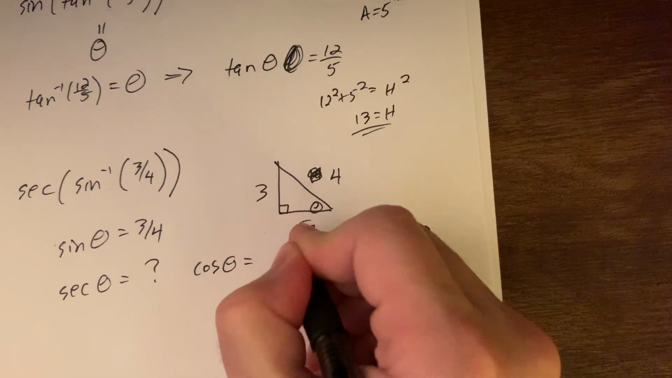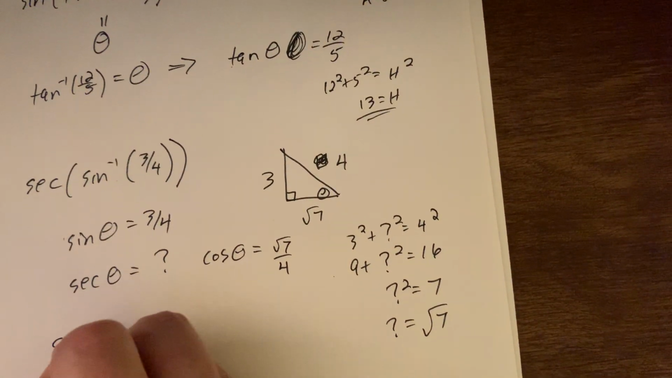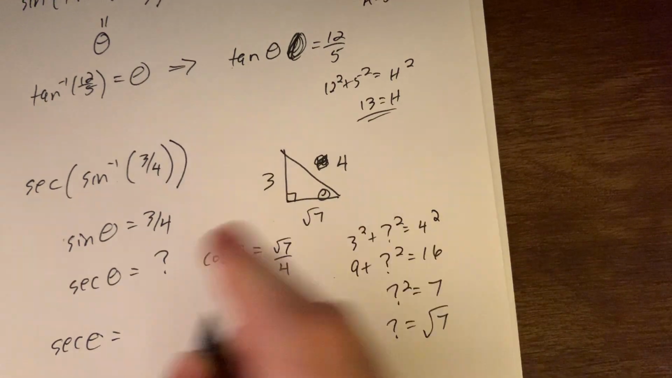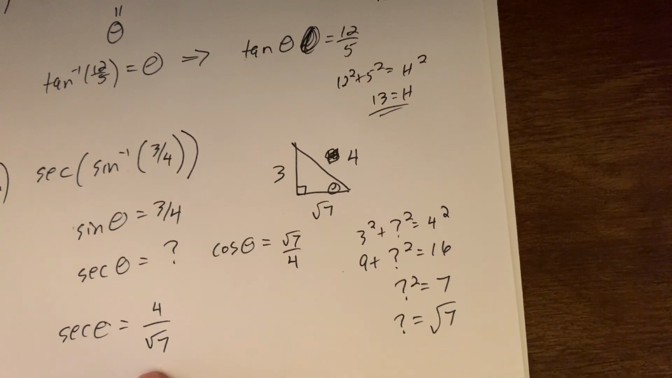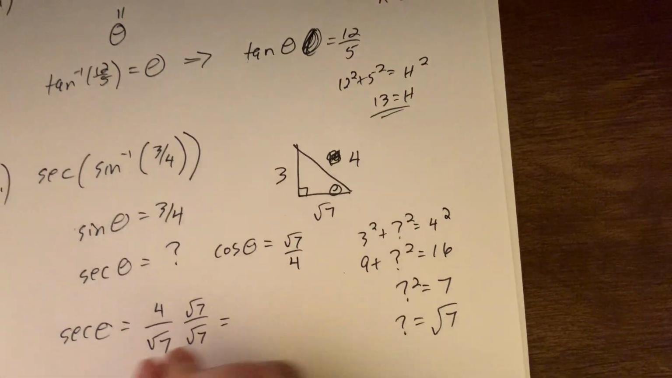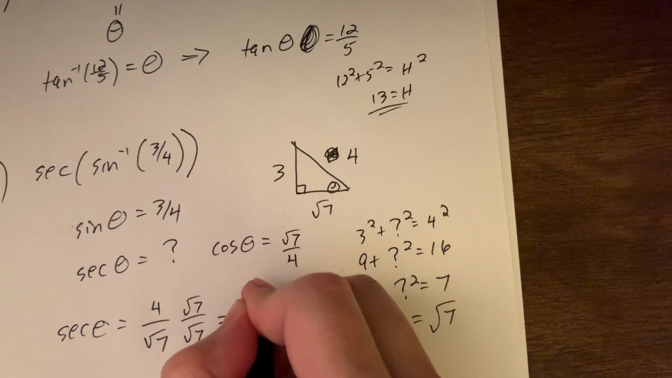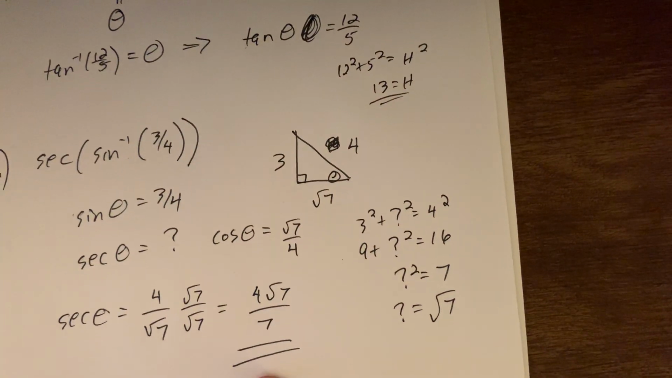So cosine of theta would be adjacent over hypotenuse. And therefore, secant of theta would be 1 over this. So 4 over radical 7. I'm happy with that as an answer. But as we've said before, the book will always rationalize if it ends up with that radical on the bottom. So that would be the book's final answer.